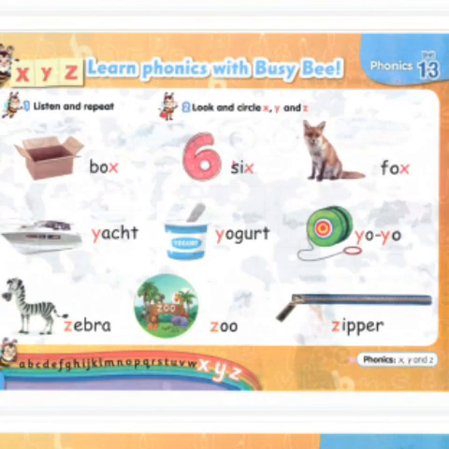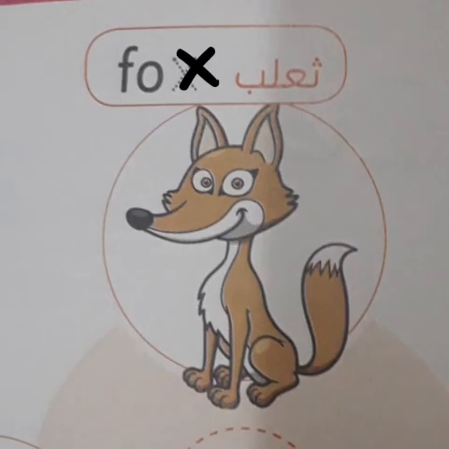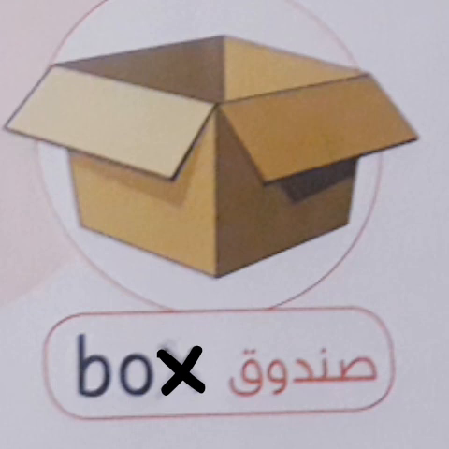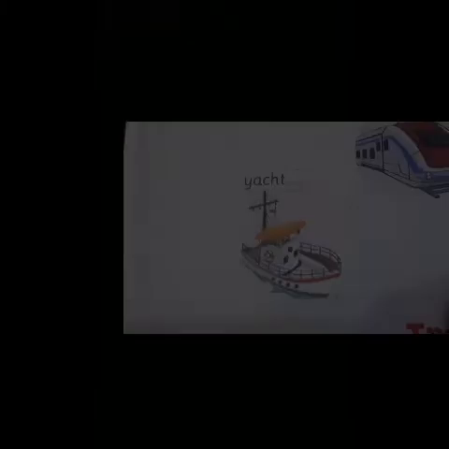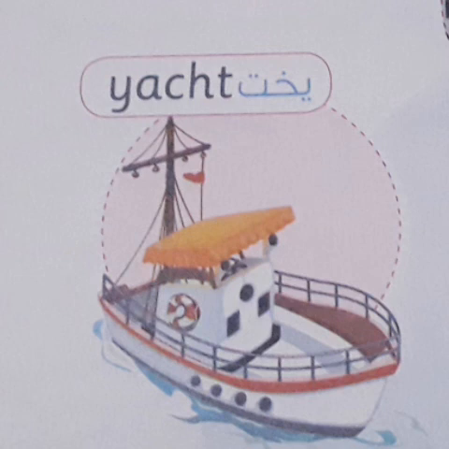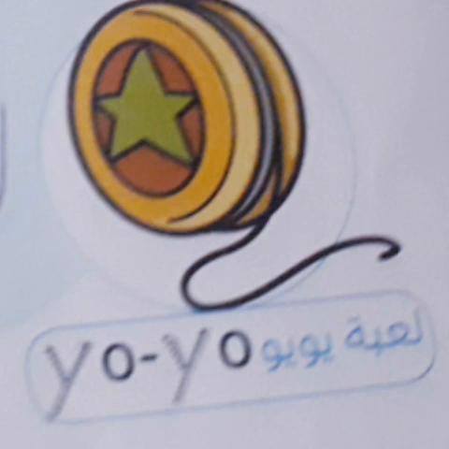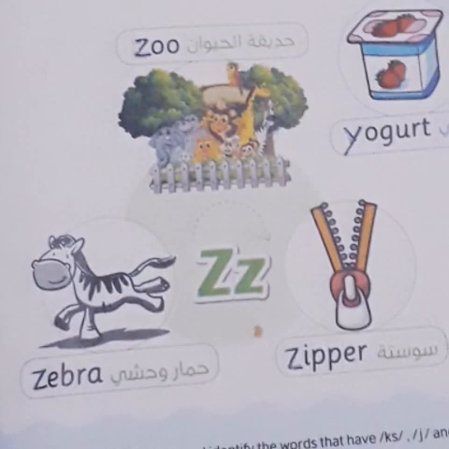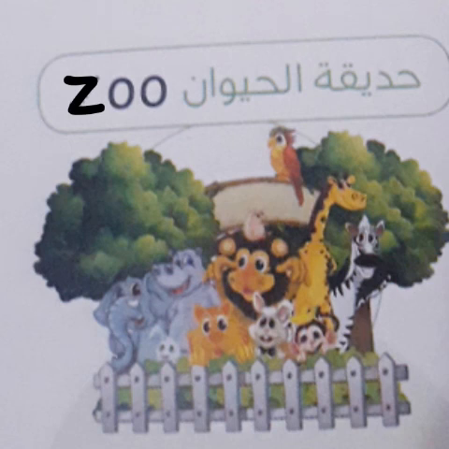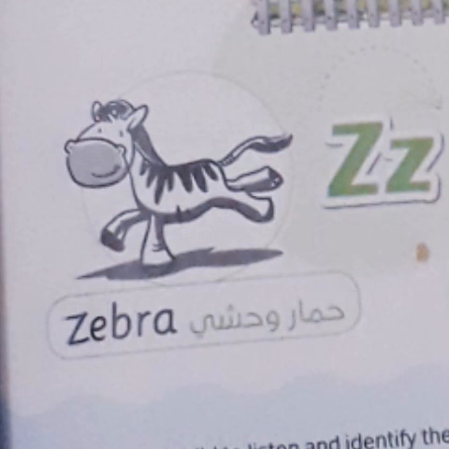Learn sounds with Busy Bee. Little x makes the sound x, like fox. Fox. Box. Six. Little y makes the sound y, like yacht. Yogurt. Yoyo. Little z makes the sound z, like zoo. Zebra. Zipper.